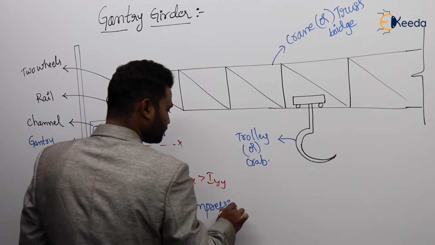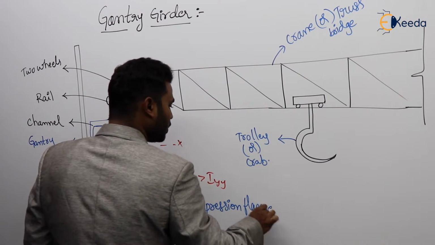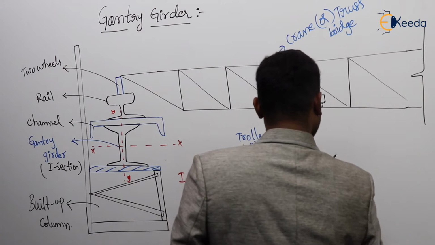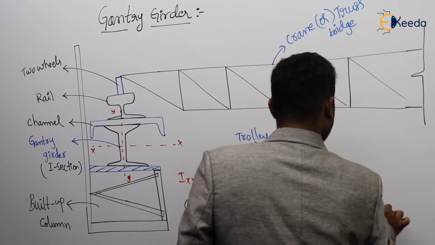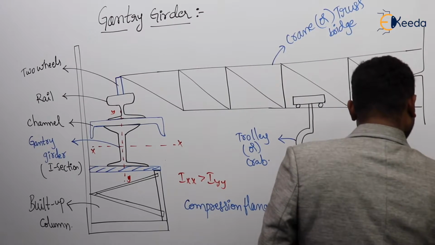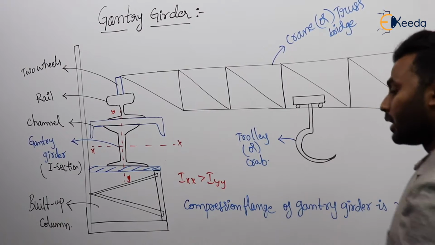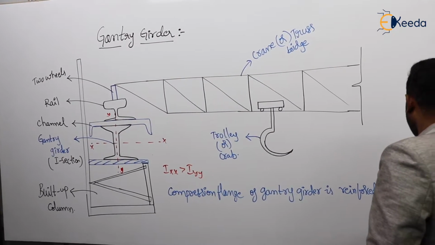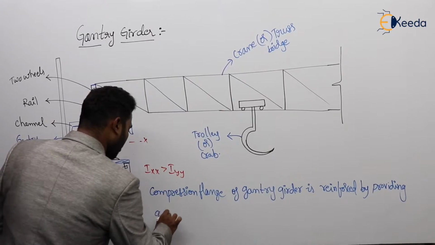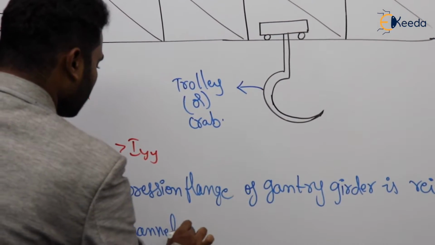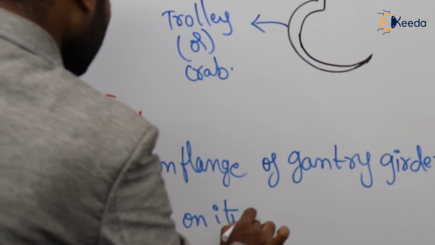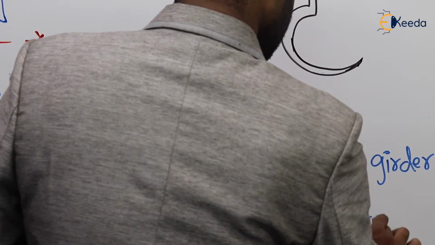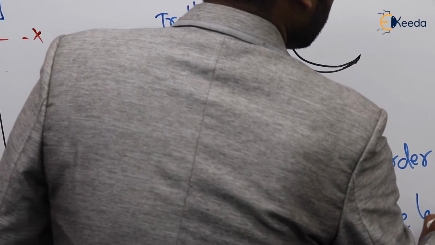Compression flange of gantry girder is reinforced by providing a channel on its top to increase lateral stability.